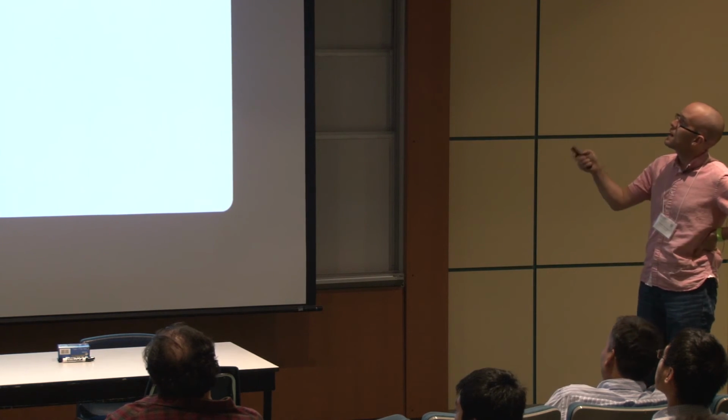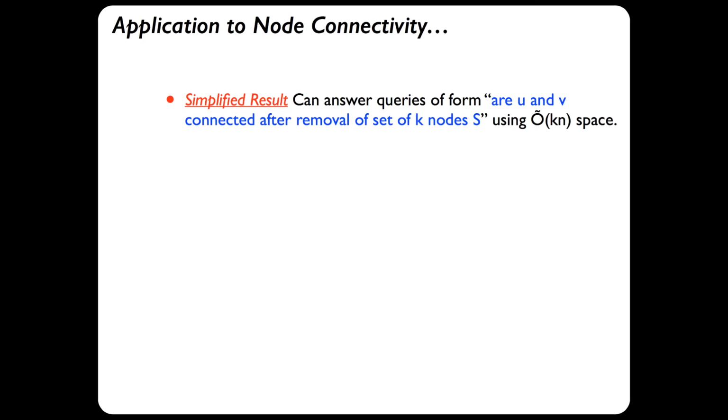Okay, so let me mention the applications of node connectivity. Rather than give you the node connectivity result I mentioned in the last slide, let's go for a simpler result. So the idea is that you read through the stream, and at the end of the stream, I'm going to ask you a query. And the query I'm going to ask is: are the nodes U and V connected in the graph if I remove all nodes in a set S? Okay?